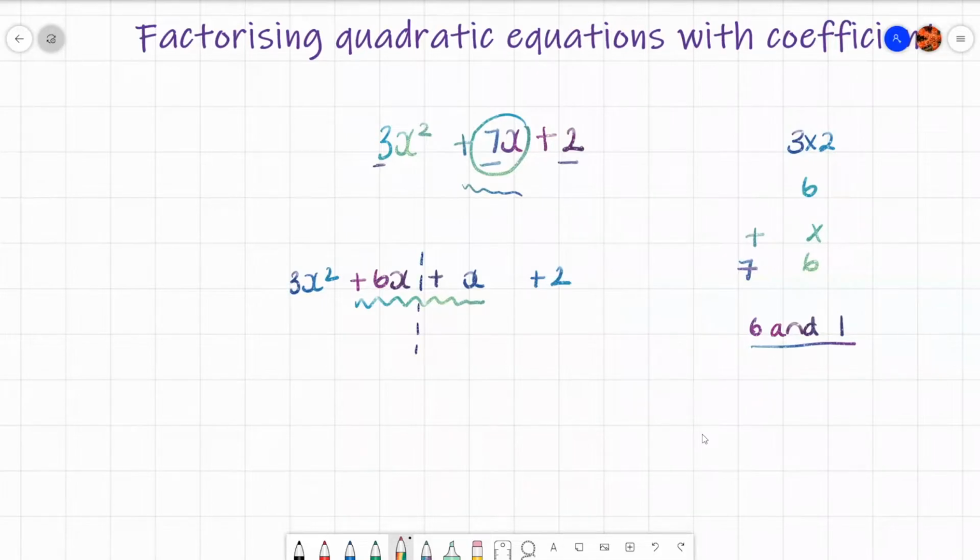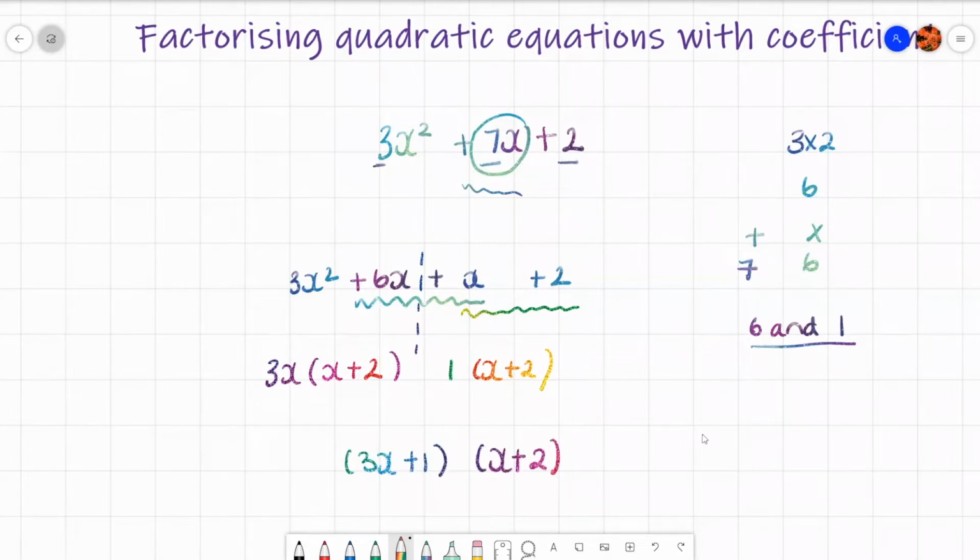So I know I could take out an x from here and a number 3. So 3x. And then inside the bracket goes x plus 2. Now, whatever your bracket is on this side, which is x plus 2, I need to write that on the other side, x plus 2. Now, what can I times x plus 2 by, so I end up with x plus 2 here? Well, I've already got x plus 2, but I do need something in front of the bracket, so I'm going to put the number 1 there, because 1 times x plus 2 is x plus 2. So you put the numbers on the outside together, 3x plus 1 and x plus 2. Okay, and that is your quadratic equation factorized.